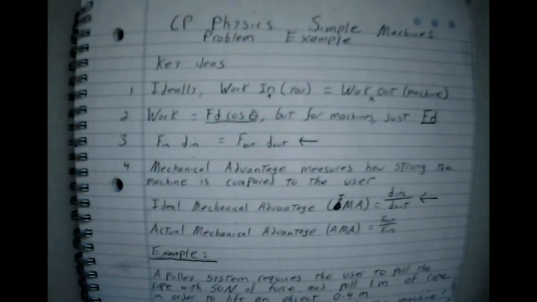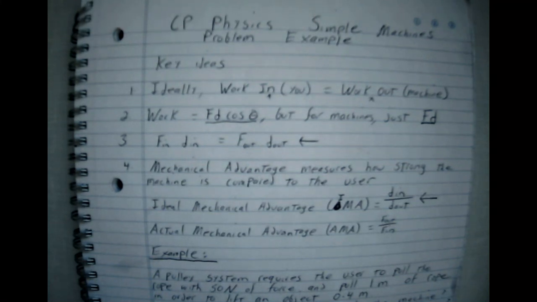Alright guys, so I wanted to talk about some simple machines, key ideas, and go through a problem example as well. So the first thing we want to understand about machines is that the whole purpose of a simple machine is to make work easier. And it really does that in one of two ways.